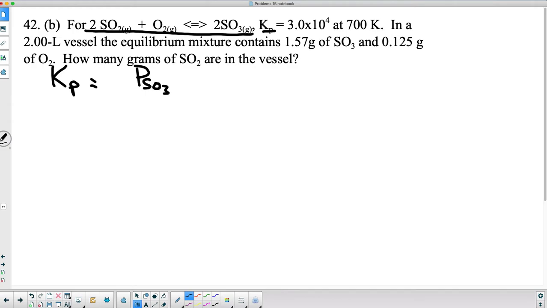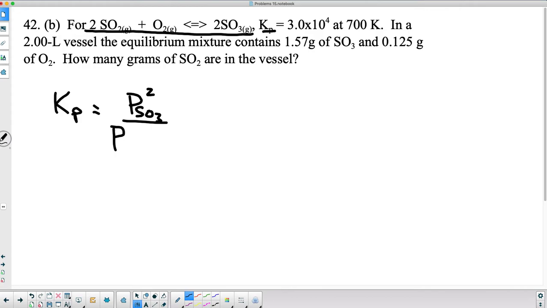That's SO3 squared. Let me move this down and move that down. There we go. And all of that is going to be over the pressure squared of SO2 and the pressure of O2. It's going to look like that. It looks like my board's starting to go a little wonky. All of that is going to be equal to 3.0 times 10 to the positive fourth.